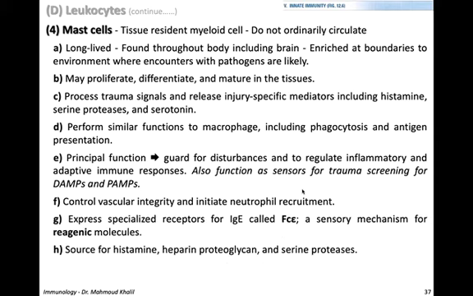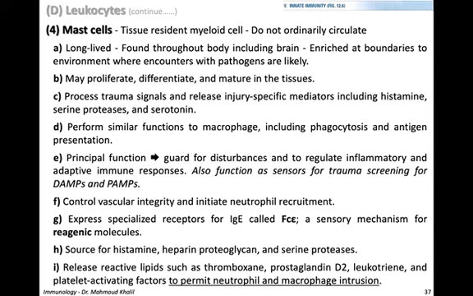They express a specialized receptor for IgE called Fc epsilon, a sensory mechanism for allergenic molecules. It's a source of histamine, heparin, proteoglycan, and serine proteases. It can release reactive lipids such as thromboxane, prostaglandin D2, leukotrienes, and platelet activating factor to permit neutrophil and macrophage intrusion.